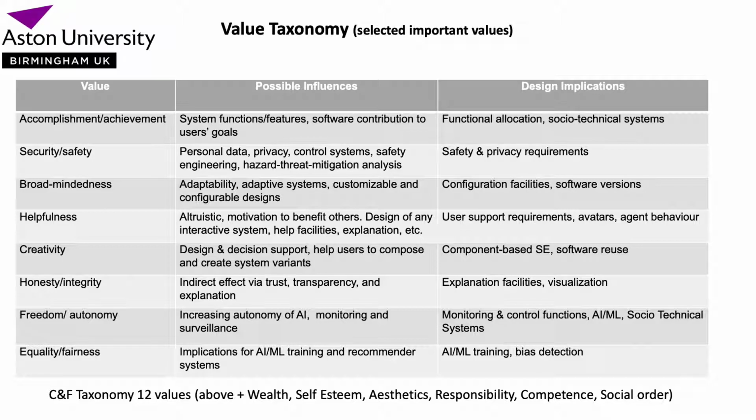Freedom and autonomy, another one that is important these days, is associated with possible influences such as increasing autonomy of AI, monitoring and surveillance, with design implications associated with monitoring and control functions, AI, machine learning, and socio-technical systems. For the case of equality and fairness, possible influences are associated with implications for AI machine learning training and recommender systems, with design implications associated with the use of AI machine training needed and bias detection.